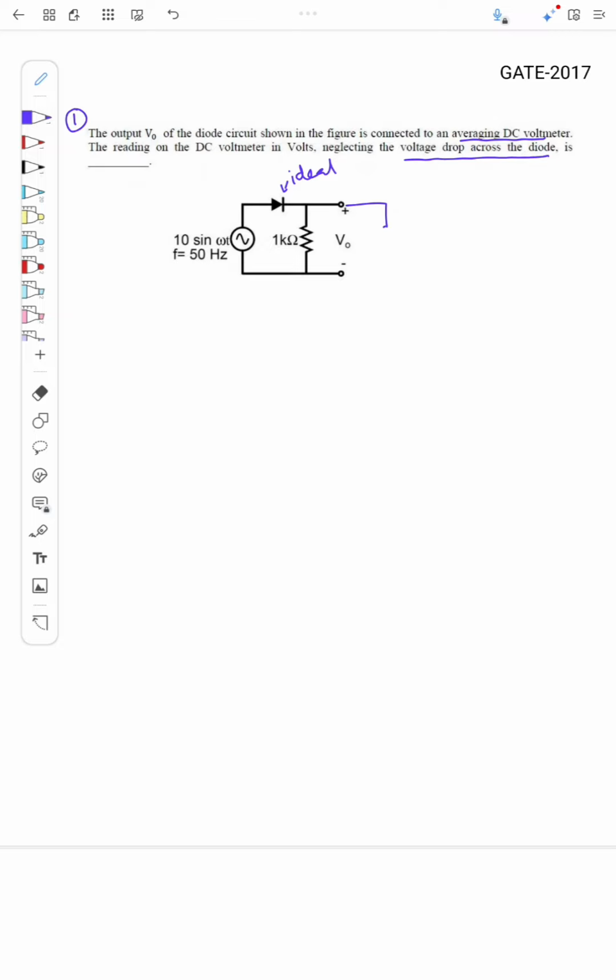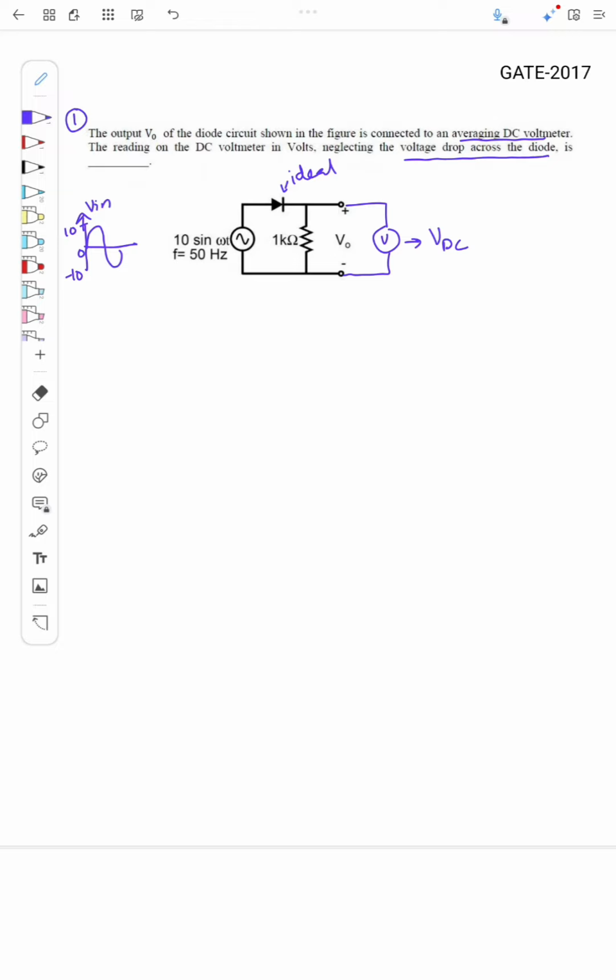So here there is one voltmeter and the reading is the DC voltage of the voltmeter, right? So here the input is a sinusoid signal and it has a peak of 10, minus 10, right? And here there is a clipper circuit with a diode.